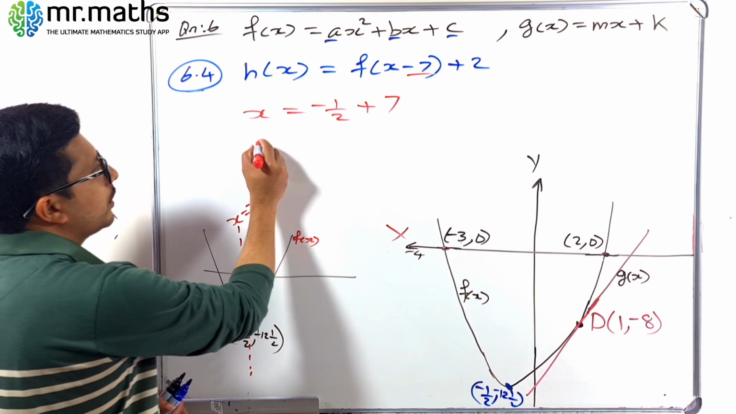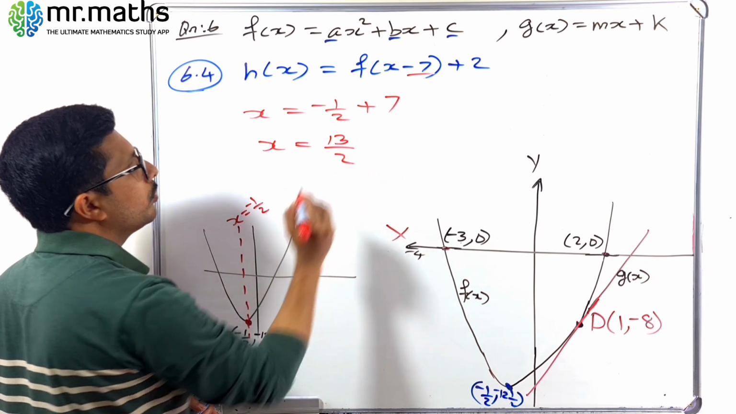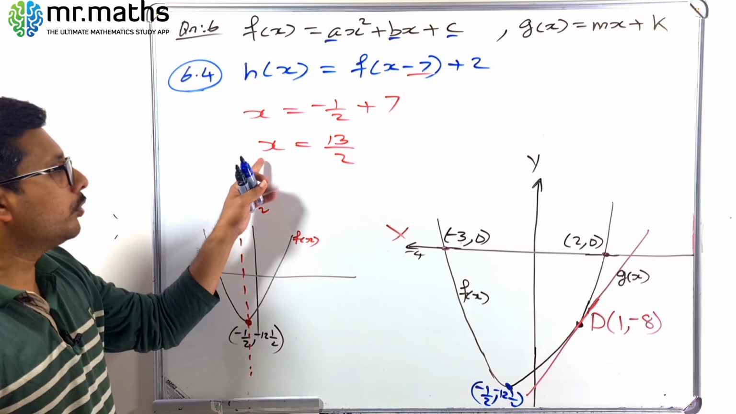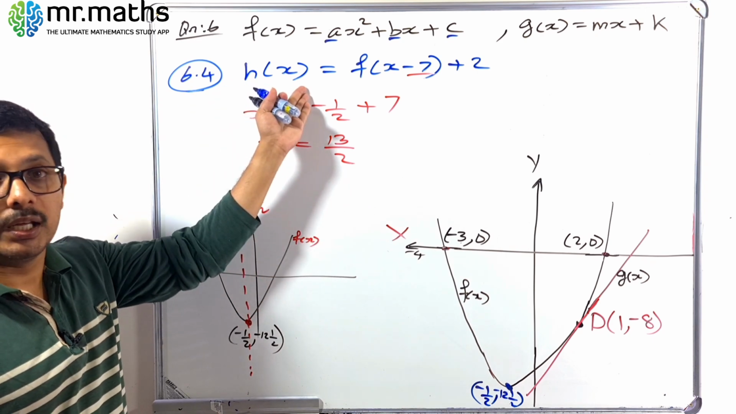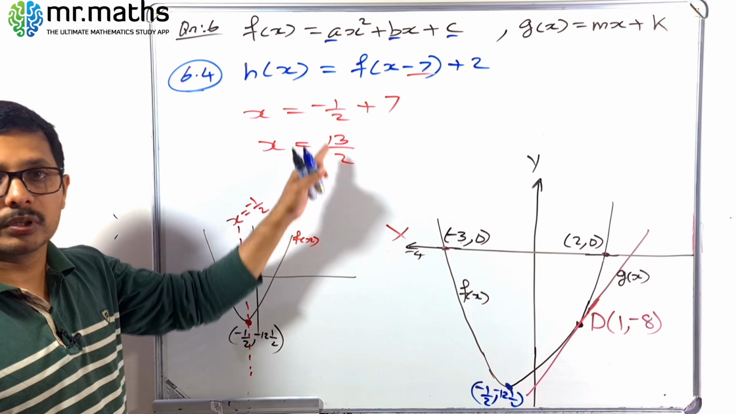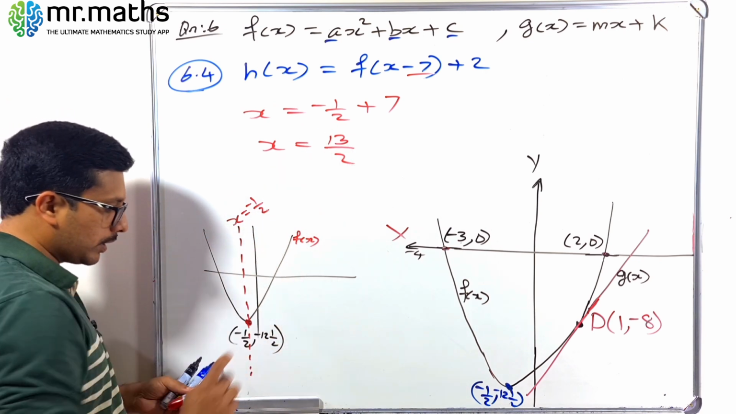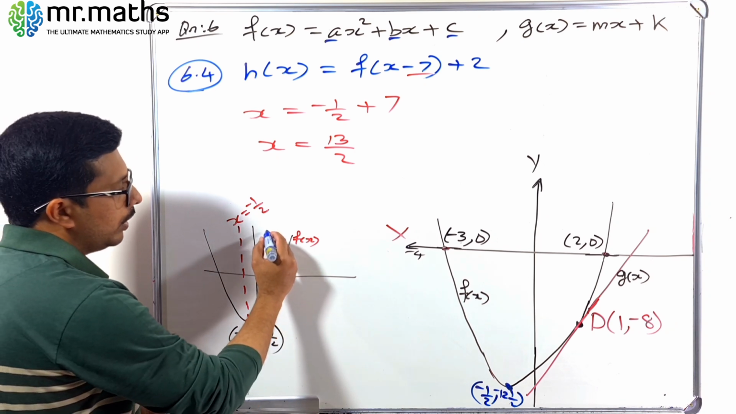That means what is that? x is equal to (14 minus 1) over 2, which is 13 over 2, or 6.5. So the equation of the new axis of symmetry of this h of x is 6.5, or 13 by 2. That means this f of x graph is shifted 7 units to the right.